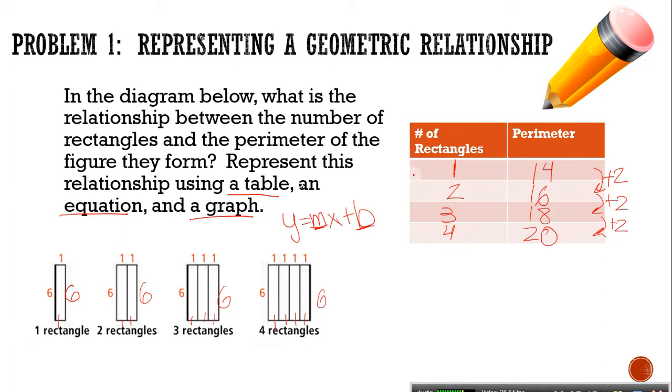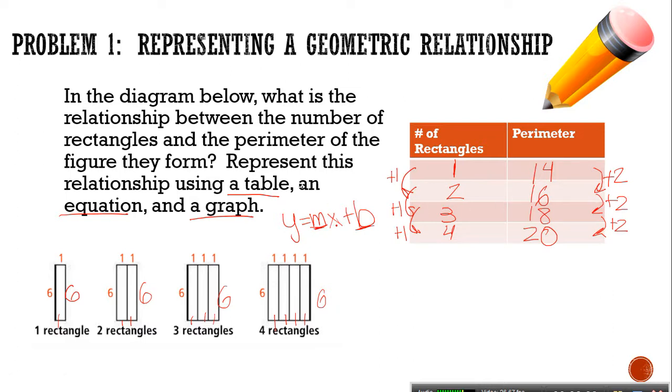Now let's look at our number of rectangles. From here to here, I'm adding 1. Also adding 1. And oh look, I added 1 again. It's kind of nice, and we'll talk about when this actually happens. This is what's good, it lets us know that we actually have a linear function.